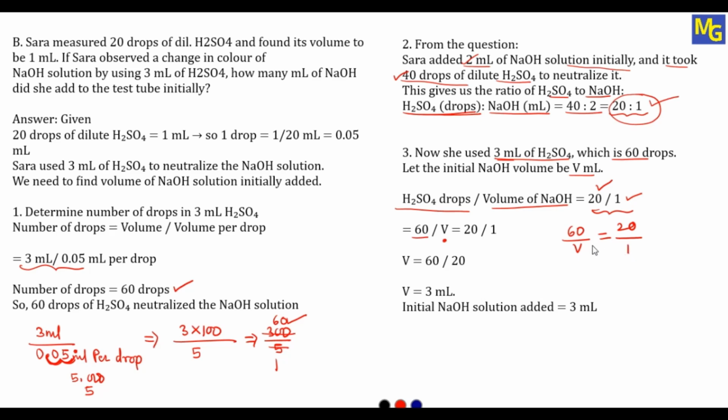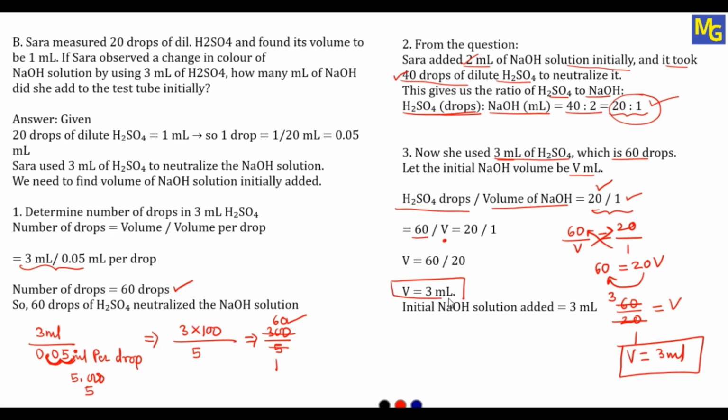Now what can we do? We can do cross multiplication. What will happen? 60 is equal to 20V. Now shift this V to this side, so it will become 60 divided by 20 is equal to V. Now if you divide, 2 ones are 20, 2 threes are 60. So V will be equal to 3 ml. And this is the answer. So here I have written V is equal to 3 ml. So the initial NaOH solution added is 3 ml. And this is the answer for this question B.